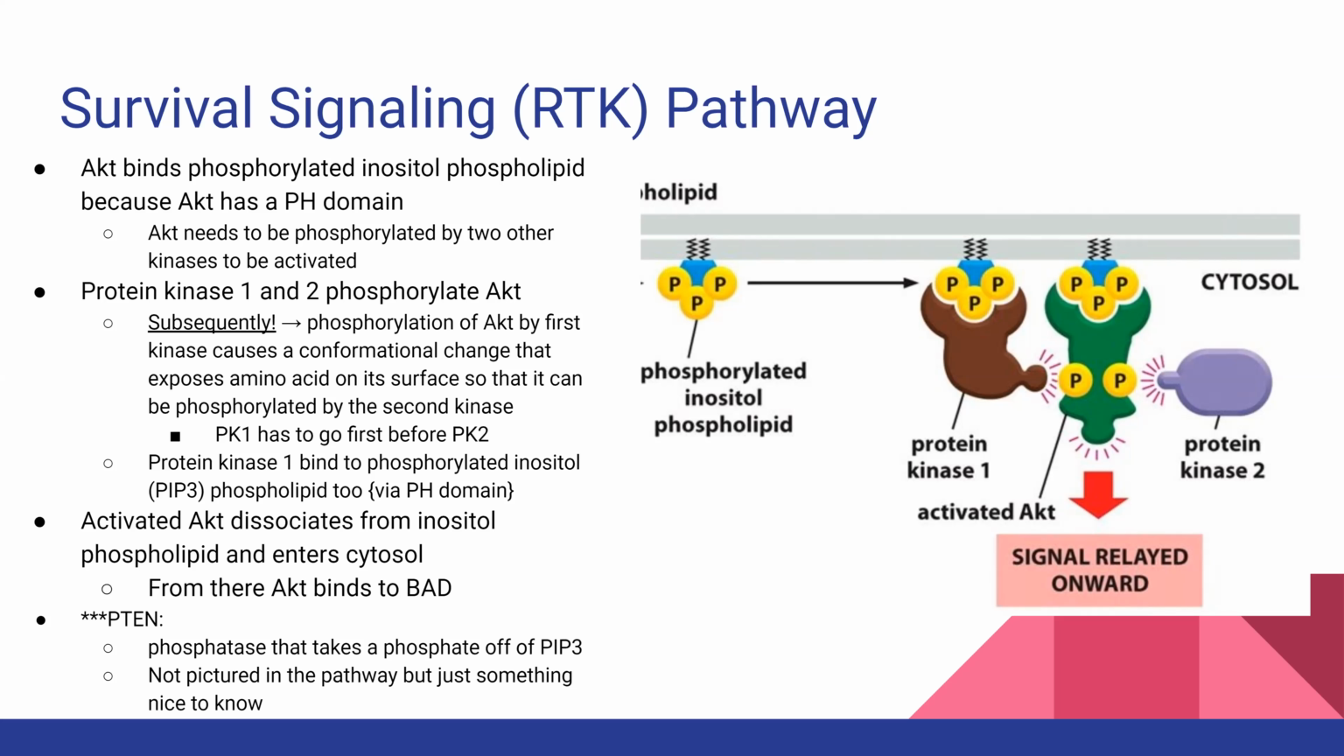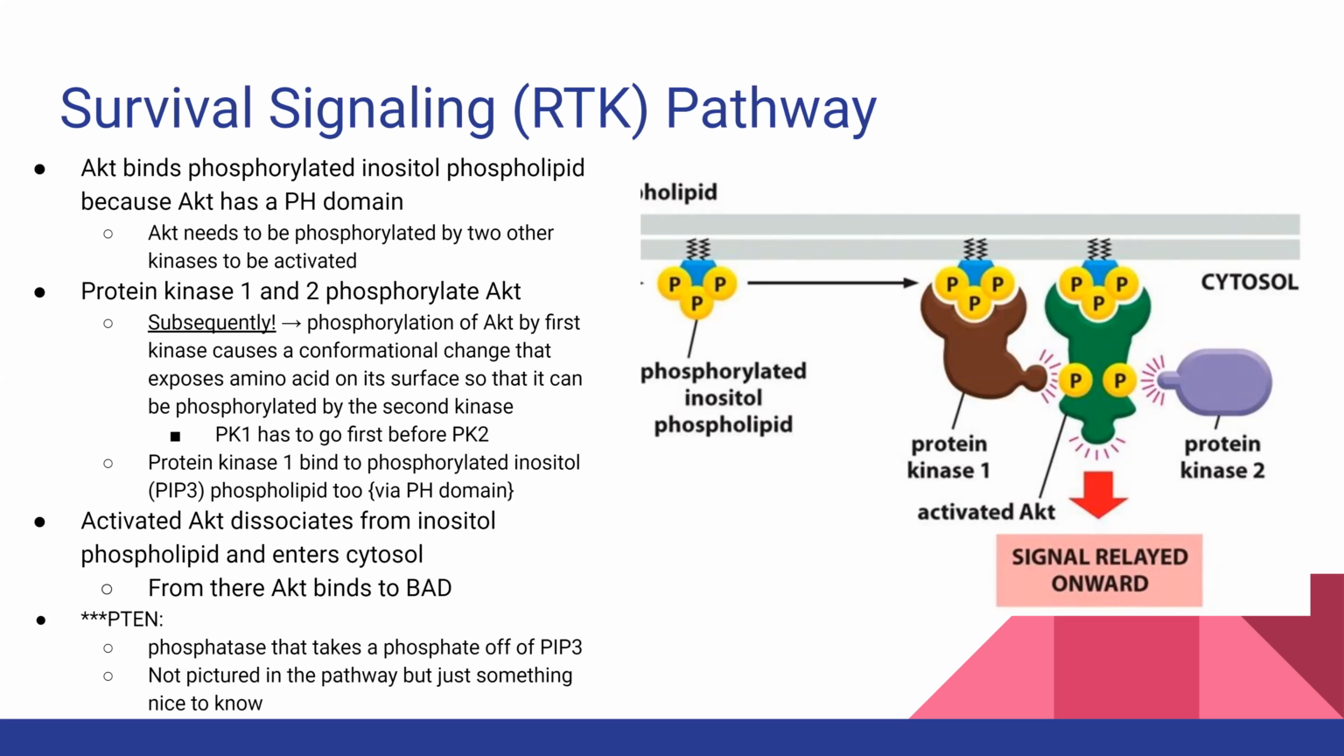Okay. So then I think it might have just been some misconception when people were asking about it, but it stays bound to PIP3 until both PK1 and PK2 finish phosphorylating. Yeah, because PIP3 is anchored into the membrane there. So PIP3 doesn't really move, but AKT dissociates from everything once it becomes fully active.